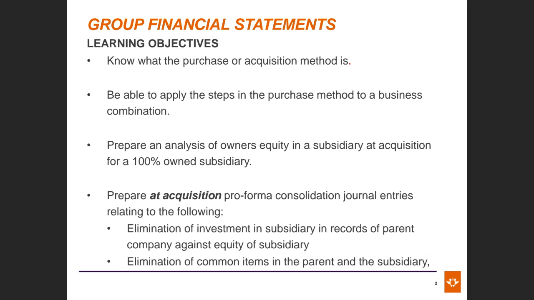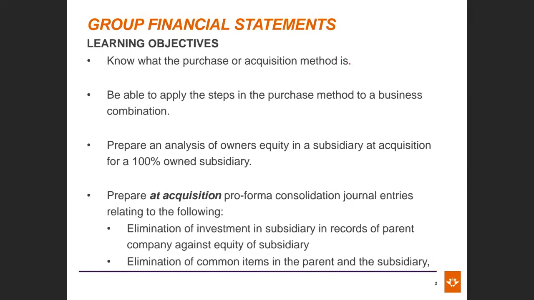So what are our learning objectives here for this week in particular? We're going to be looking at what is the purchase or acquisition method. We are then going to look at steps in the purchase method to a business combination. So there are certain steps I'm going to teach you, which if you learn those steps and apply them, you should be able to understand this section and earn marks when you do your assessment. We are going to be preparing an analysis of owner's equity in a subsidiary at acquisition for a 100% owned subsidiary. So that is a wholly owned subsidiary.